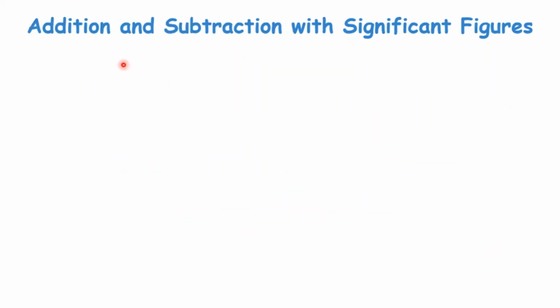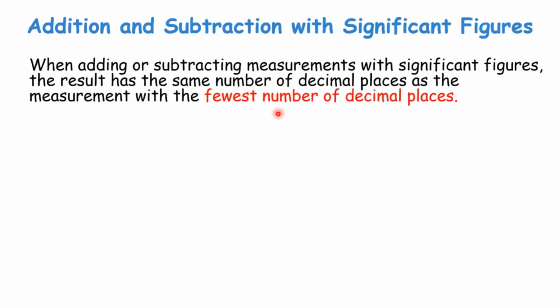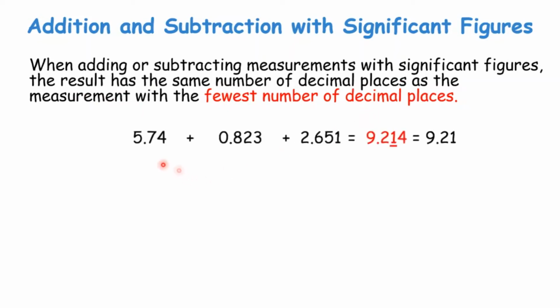Let's move on to addition and subtraction. Now we follow a different rule. So we don't pay attention to sig figs anymore. Instead, the result has the same number of decimal places as the measurement with the fewest number of decimal places. Take a look at here, 5.74, that's 2 decimal places, 3, 3, and then for the final answer, the fewest number of decimal places, that's 2. Therefore, for the result, it has to be 2 decimal places.